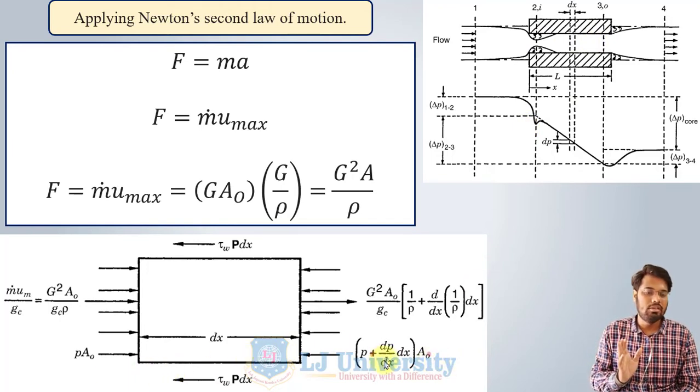What is the change in pressure after traveling distance dx? It would be P plus the change in pressure, so P plus d by dx of P into dx.